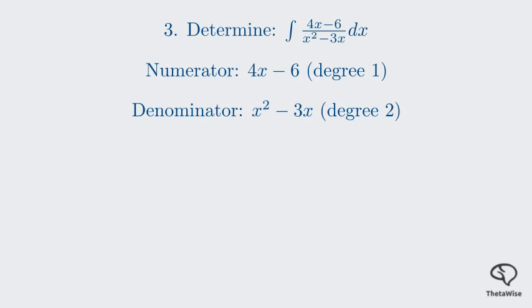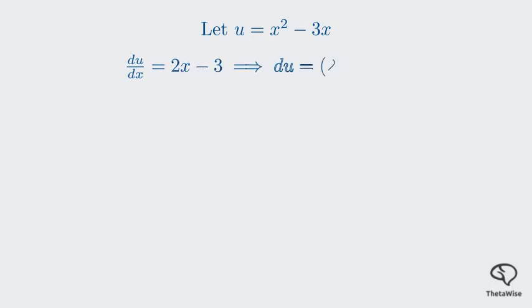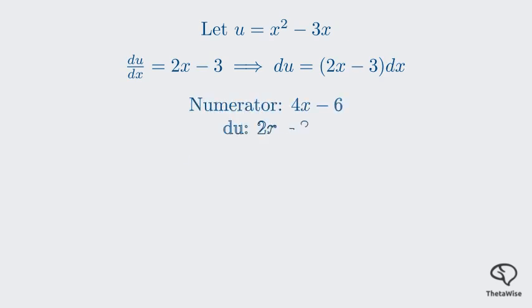Our goal is to find a function in the denominator whose derivative appears in the numerator. Let's test the substitution method. We'll let u be the denominator. So let u equal x squared minus 3x. Now we need to find du by taking the derivative with respect to x. The derivative of x squared is 2x, and the derivative of negative 3x is negative 3, so du equals 2x minus 3 dx. Now let's compare our numerator 4x minus 6 with du, which is 2x minus 3. Notice that the numerator is exactly 2 times du. This means our substitution will work perfectly.